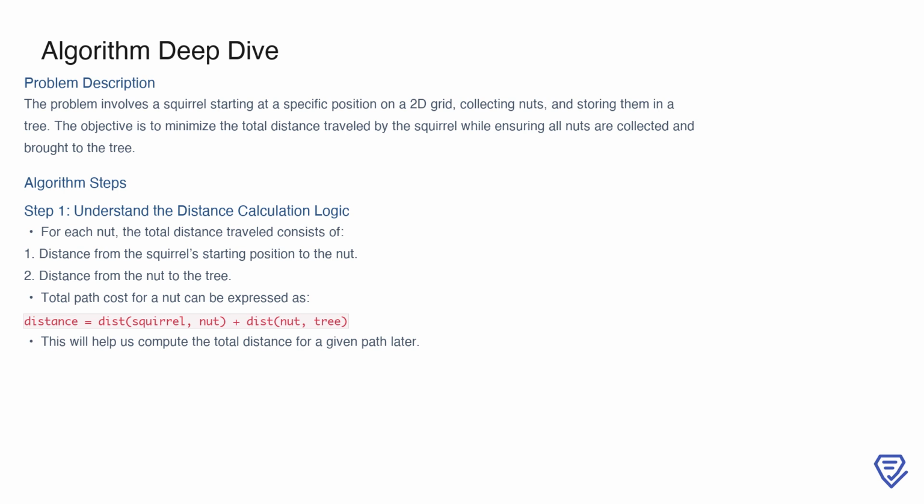For each nut, the total distance the squirrel travels consists of two parts: the distance from the squirrel's starting position to the nut, and the distance from the nut to the tree. Using this, we can express the total path cost for a specific nut as the sum of these two distances. This calculation forms the basis for evaluating the efficiency of different paths and is key to solving this problem optimally.